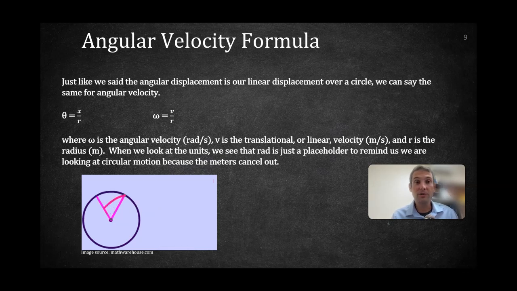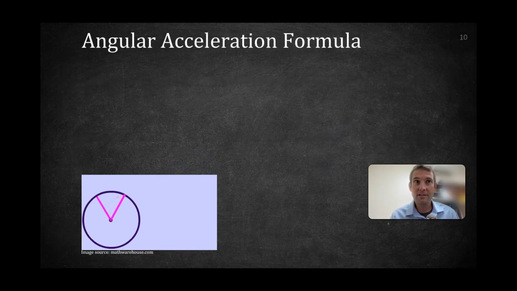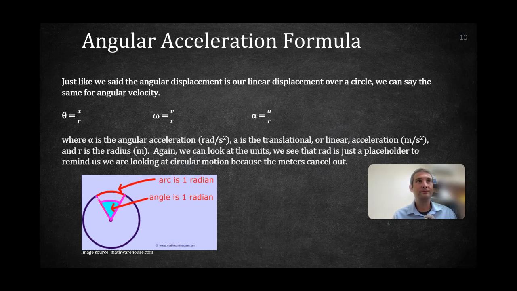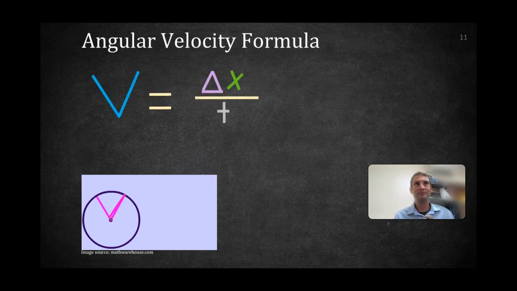Guess what? We've also got translational acceleration, so we also have an angular acceleration. We're going to complete the same pattern. We're going to take our translational quantity a and put it over r, where alpha is the angular acceleration measured in rads per second squared, a is the translational or linear acceleration measured in meters per second squared, and r is the radius measured in meters. Again, those meters are going to cancel out.